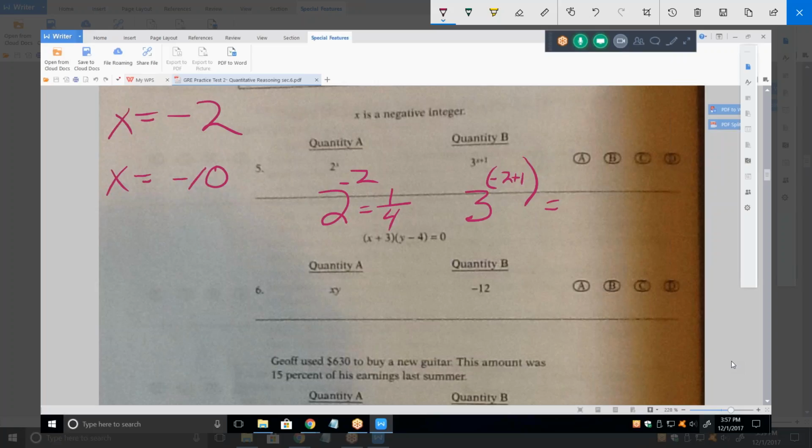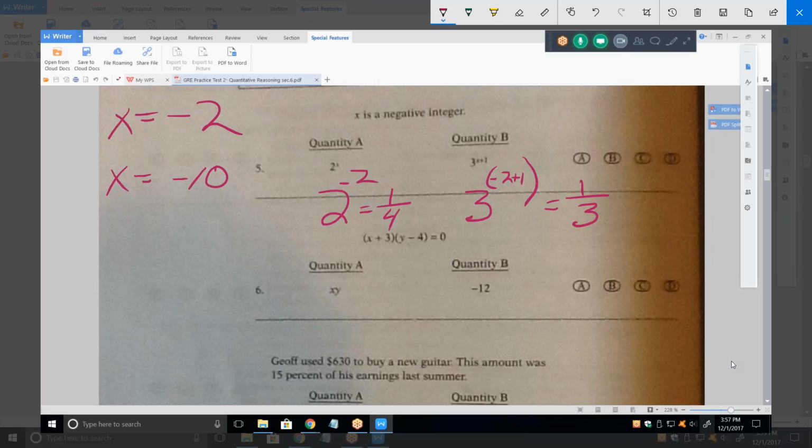So what's this one? The -2 plus 1 would be -1. So that would be 1/3. Perfect. Which one's bigger? 1/3. Okay. Now let's try x to the -10th.